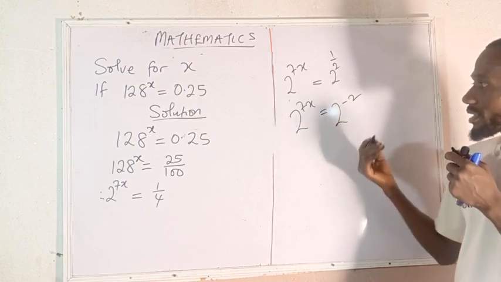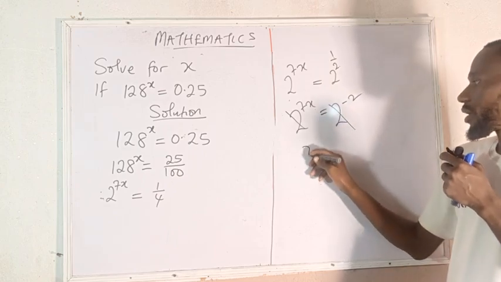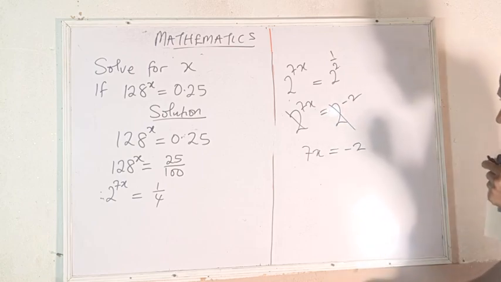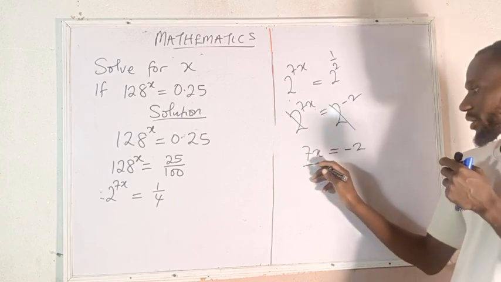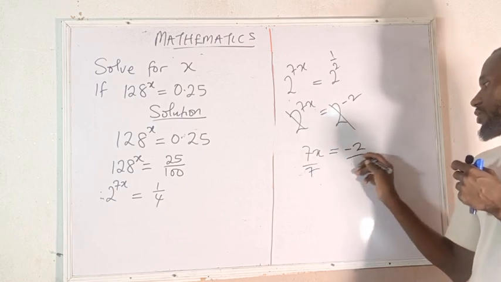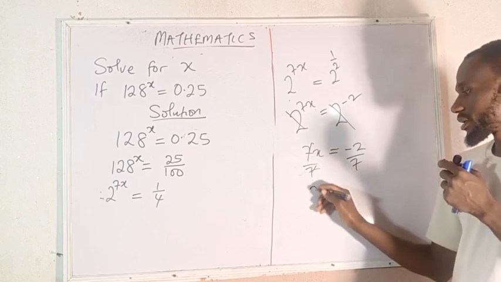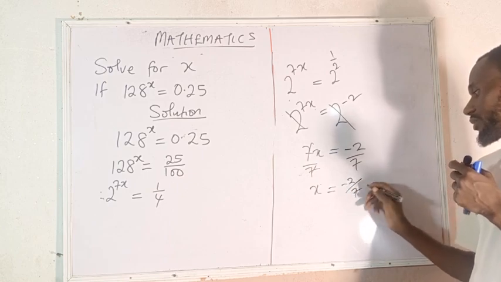Then we can equate the exponents. 2 will cancel out 2, where we have 7x is equal to minus 2. Then we can divide both sides by the coefficient of x, which is 7. This one will be divided by 7. 7 cancels out. That is, x is equal to minus 2 over 7.